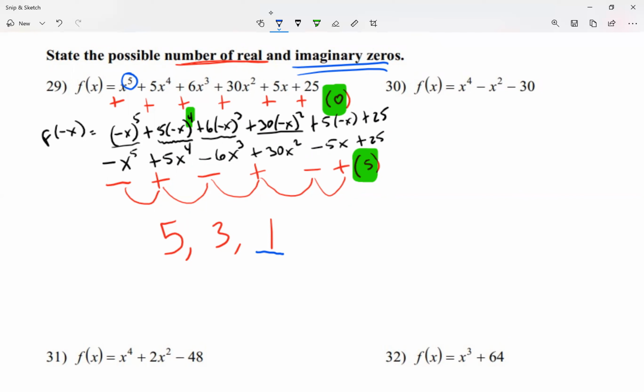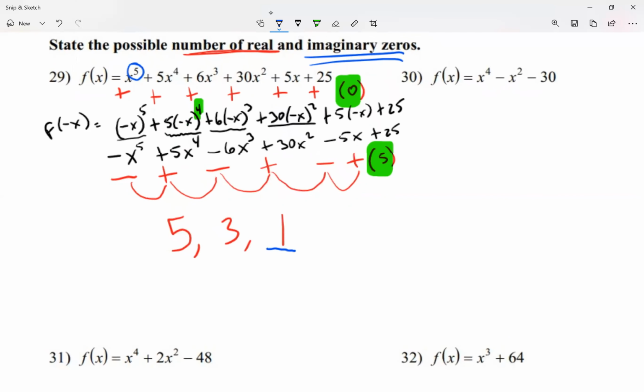So again, I use the highest exponent. I use the smallest possible real. I'm going to subtract those. 5 minus 1 is 4. So I'm going to say the maximum amount of imaginary zeros is 4, or it could be 2, or it could be 0. Notice how I started at a number, and I kept on subtracting 2 until I hit either 1 or 0.